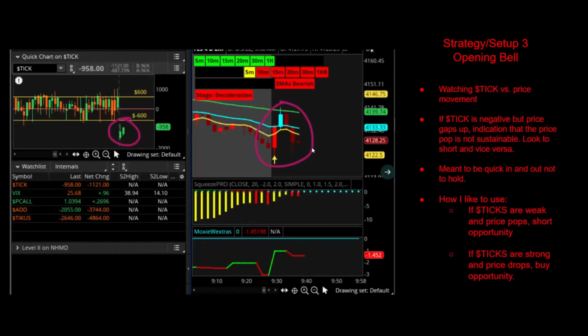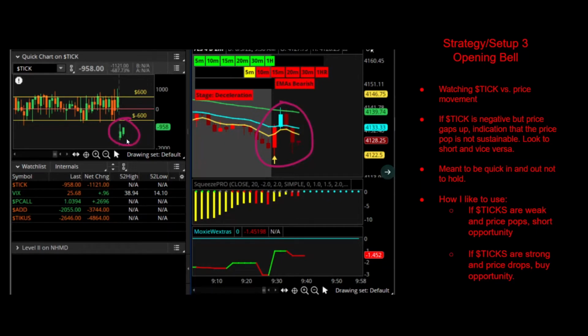Hey, this is my opening bell tick strategy that I like to use. What I'm looking for is the tick versus the price and divergence. What is the tick? The tick is just buying and selling pressure, and when you have these levels over and above 600, that's considered extreme buying and selling pressure. So above 600 is extreme buying, below negative 600 it's extreme selling.